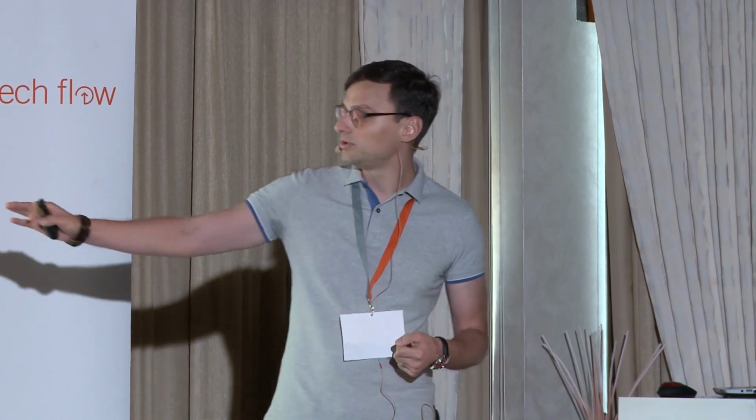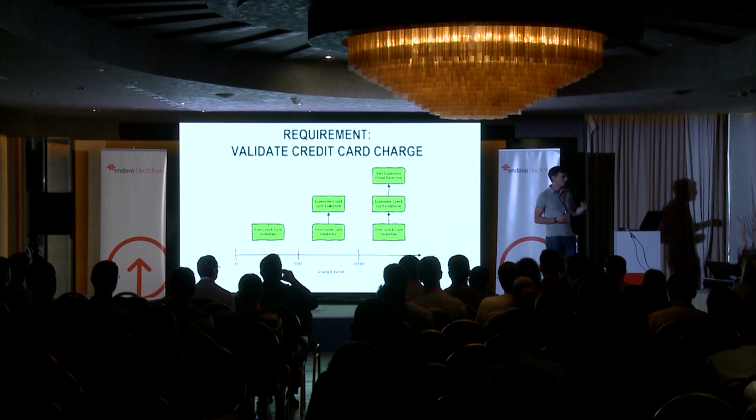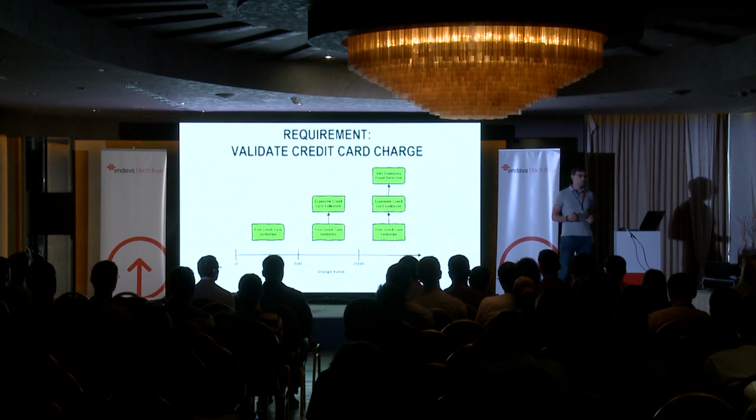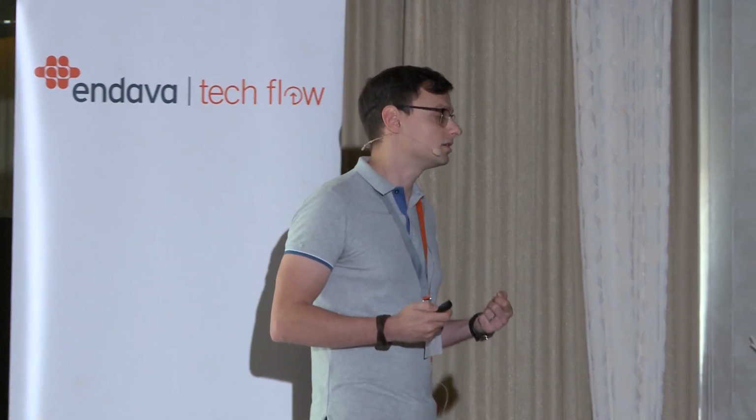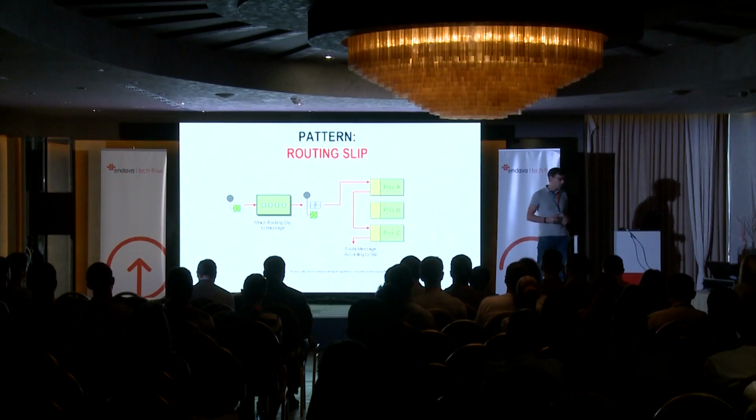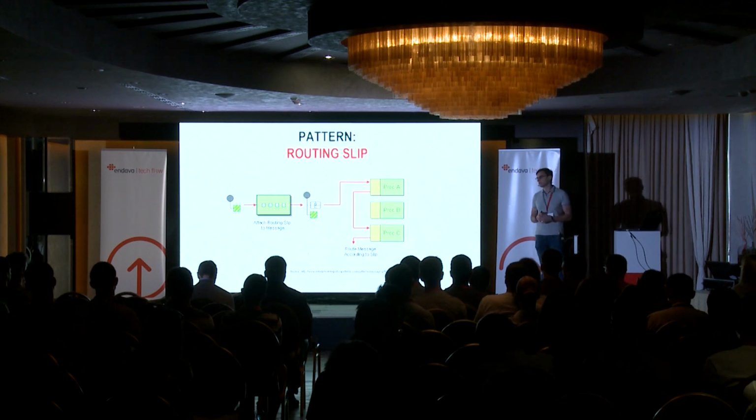For orders that have a total amount larger than 500 lei, we also want to use the expensive credit card validator. And if an order's total amount is larger than 2,000 lei, we first want to use the free credit card validator, then the expensive credit card validator, and then the very expensive fraud detection. So basically, we want to route the same message through a set of validation steps based on the order total. And there's a pattern for this in the Enterprise Integration Patterns book.